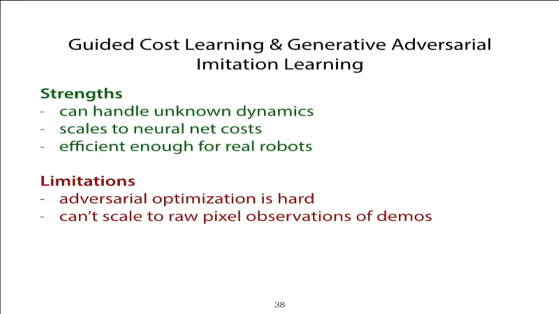And for those of you that are at all familiar with working with generative adversarial networks, you're probably familiar with that challenge as well. The second is that we haven't seen yet the ability to scale to raw pixel observations. So in this case, we were using the raw state of the system, which included either visual features or the joint angles of the robot and such, but we're not yet able to scale to just seeing a video of a human perform the task.